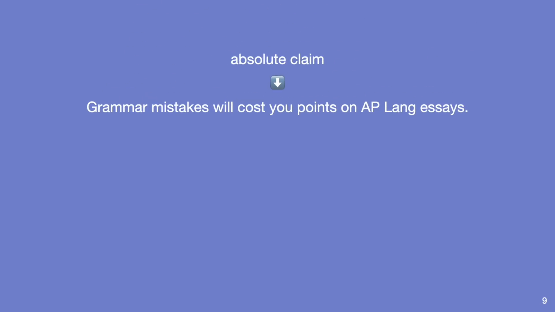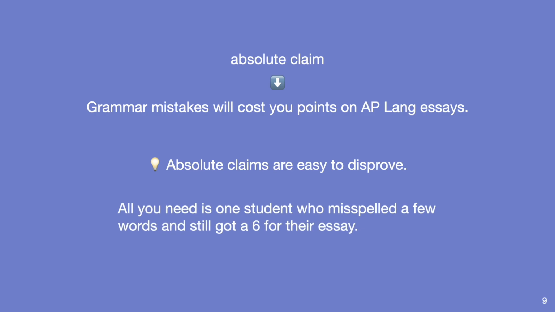Take this absolute claim. Grammar mistakes will cost you points on AP Lang essays. If you've watched my previous video where I debunked 2 AP Lang myths, you already know this isn't true. But now you know why it isn't true. It's an absolute claim. And absolute claims are easy to disprove. All you need is one student who misspelled a few words and still got a 6 for their essay. And trust me, those students exist.